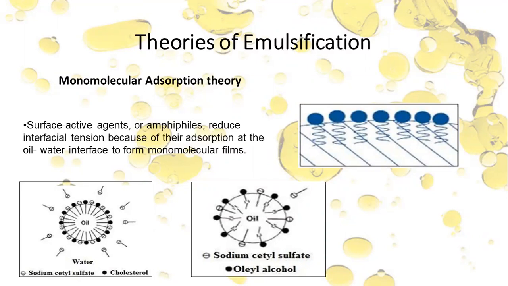So please note the equation: delta G equals gamma O/W times delta A, where delta G is the increase in surface free energy, gamma O/W is the interfacial tension of the oil-water interface, and delta A is the increase in surface area of the interface due to droplet formation. Previously, in case of suspension, we have also read this equation. I don't know if you remember or not, but this equation we already covered.